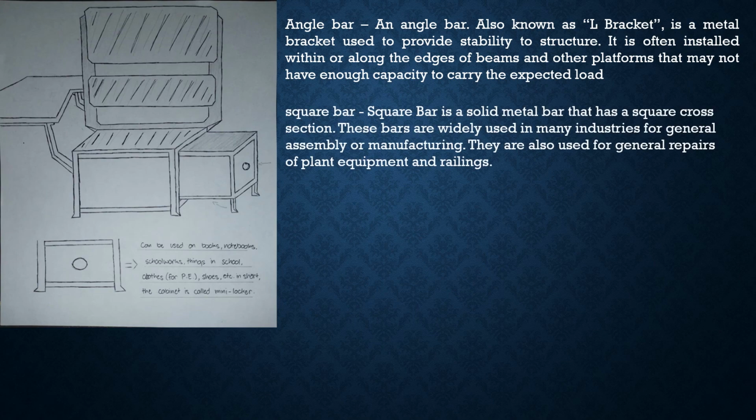Square bar. Square bar is a solid metal bar that has a square cross-section. These bars are widely used in many industries for general assembly or manufacturing. They are also used for general repairs of plant equipment and railings. Plywood. We are using the plywood for the seat and backrest.